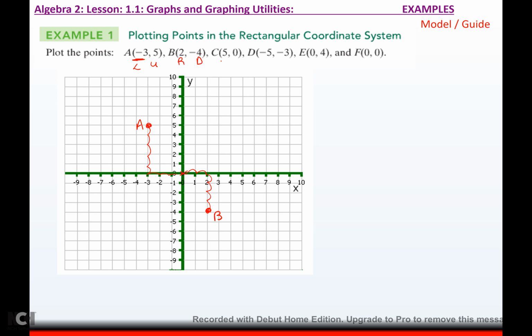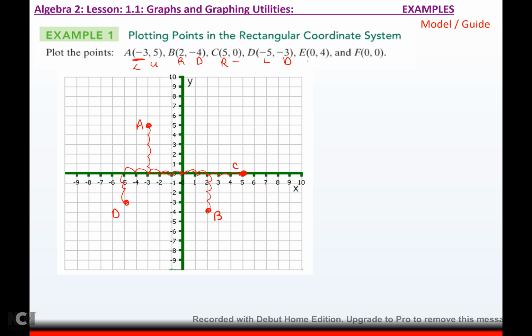For C, that would be 5 to the right and nothing up or down. So just 1, 2, 3, 4, 5 right, make a dot and call it C. For D, this would be 5 left and 3 down. So 1, 2, 3, 4, 5 left, 1, 2, 3 down, call it D.